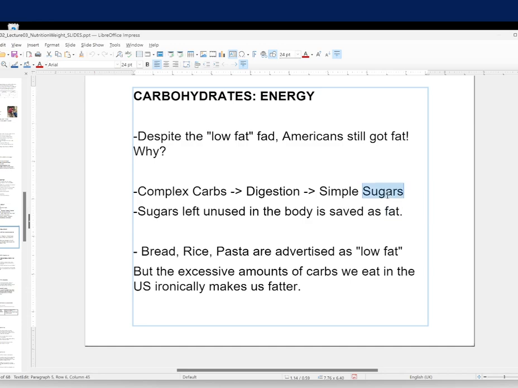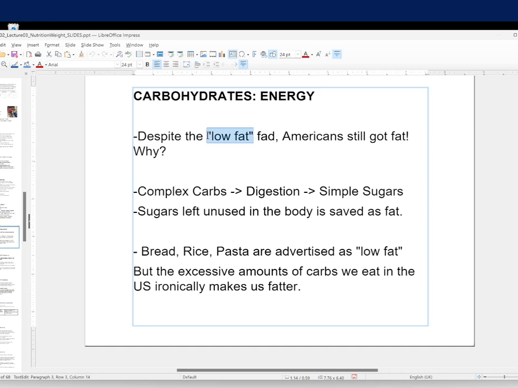So excess sugars are converted to fat, and that's why people still get fat, and people still got heart disease and died from heart disease, even though they focused on low-fat foods. Not only did complex carbs like bread, rice, cereals, not only were people already eating too much of that, but guess what happened to the low-fat foods?